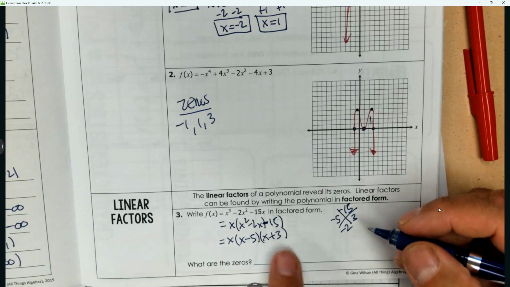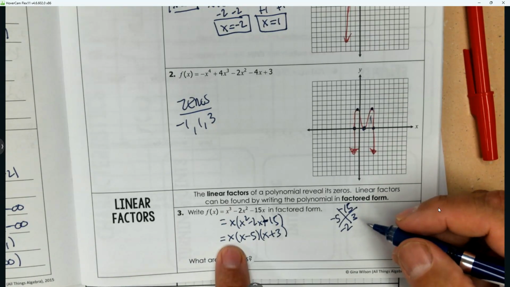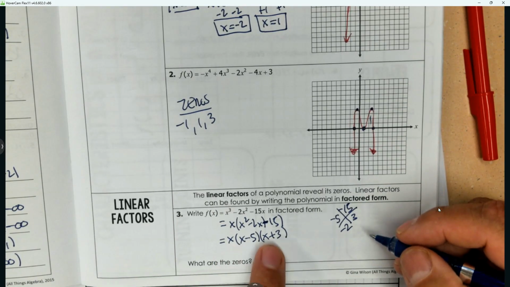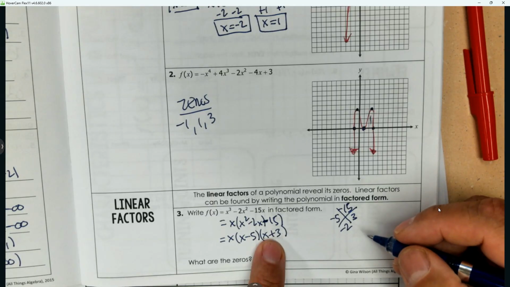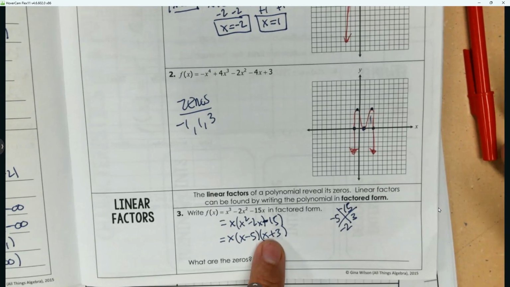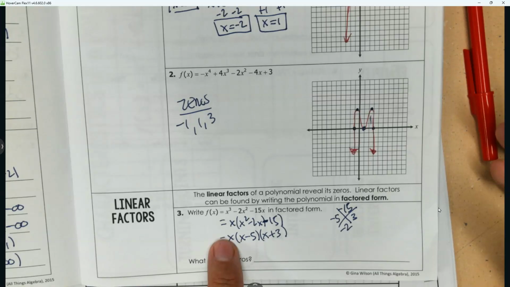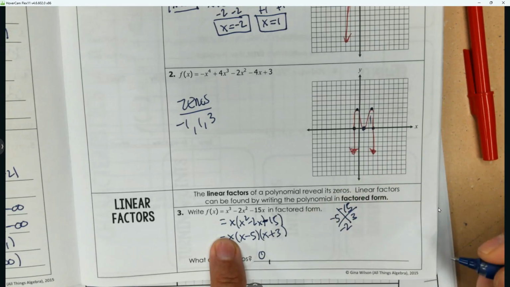so these are called linear factors: x, x minus 5, x plus 3. If you take each one equal to 0, you'll find your zeros. So if I take x equal to 0, that's one zero.